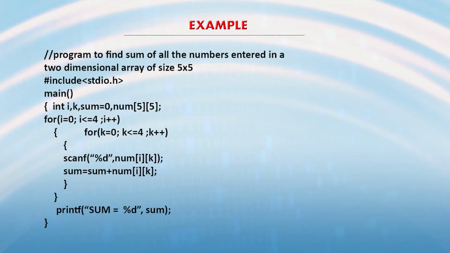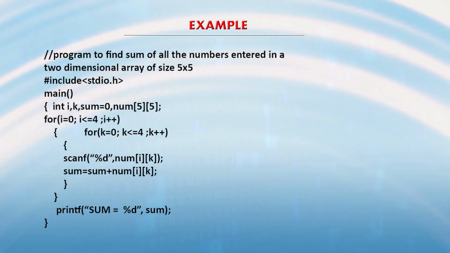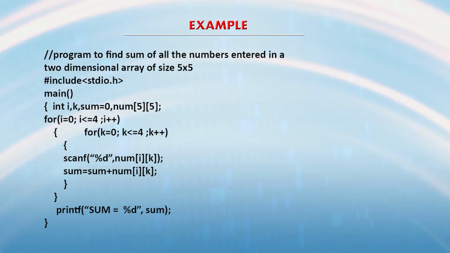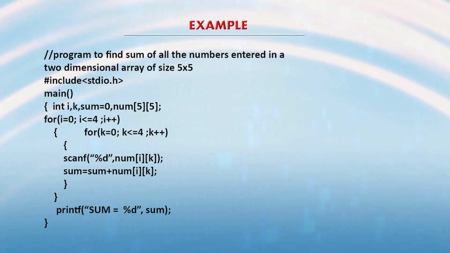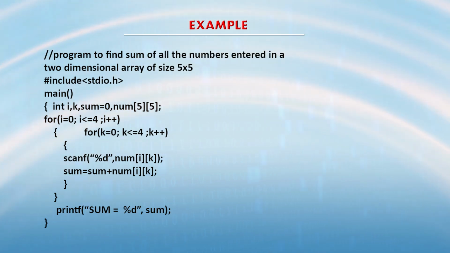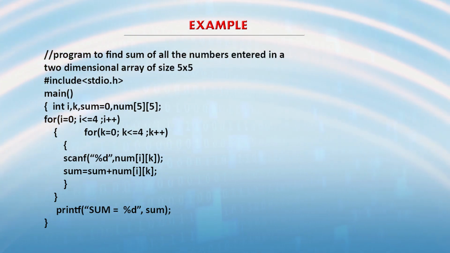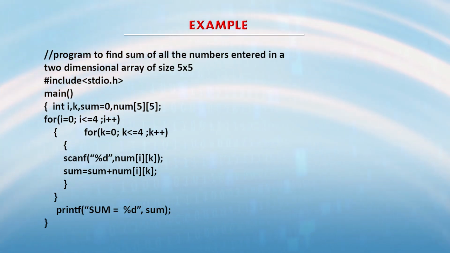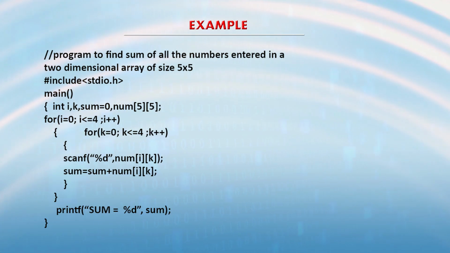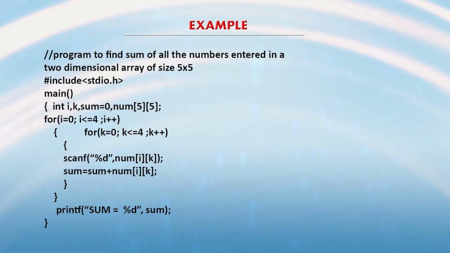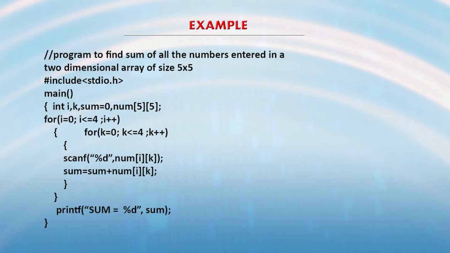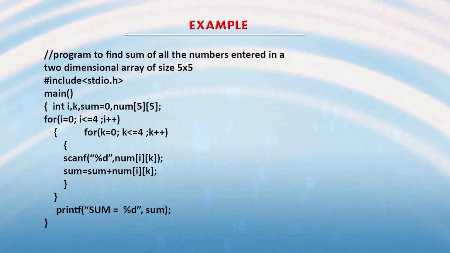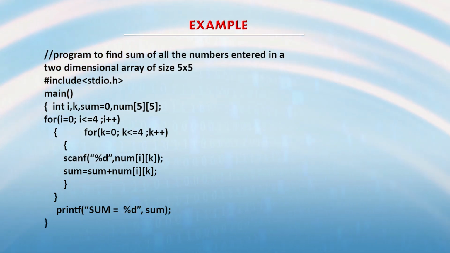This will be more clear if we write a program to find the sum of all the numbers entered in a two-dimensional array. If an array is two-dimensional, then we want to have nested loops. That means one loop is supposed to run within the other loop. Why two nested loops? One loop is for the rows and the other loop is for the columns. So we need a two-dimensional array. Over here it is num and its size is 5 by 5, that is 5 rows and 5 columns.